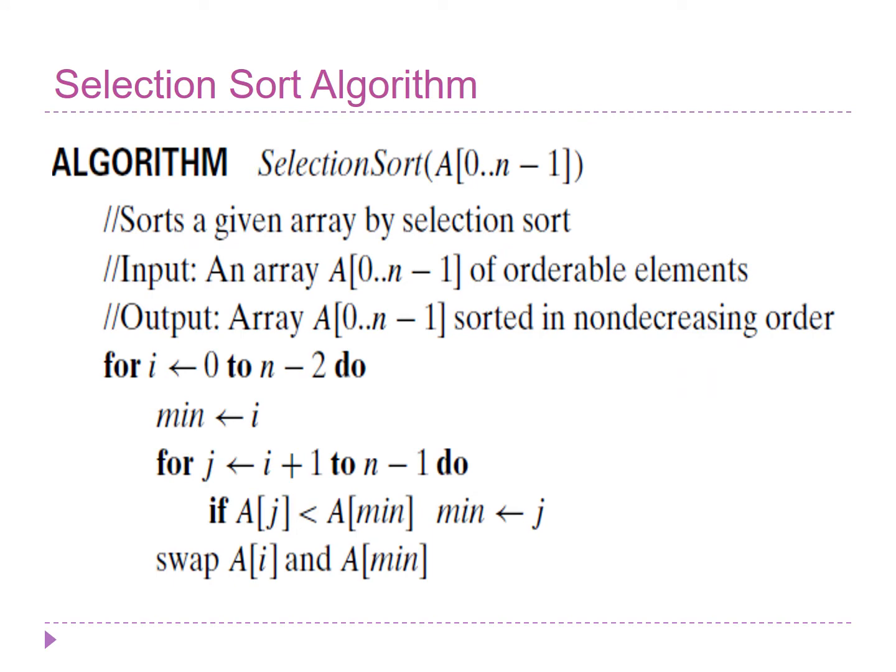Here is our algorithm for selection sort. It uses two nested for loops. The outer for loop with the i variable selects the array index position where the current smallest element will be placed. The inner for loop with the j variable browses across each unsorted element in the array to find the smallest element.